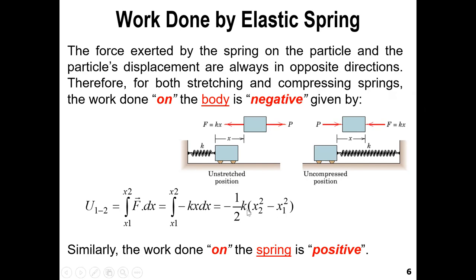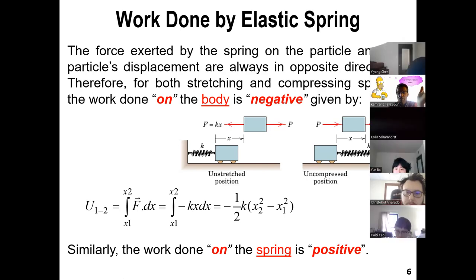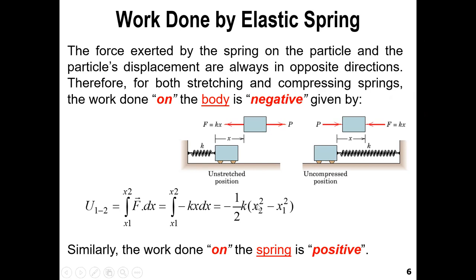Again, when you do this integral, all you have is the initial deformation of the spring and the final deformation of the spring. It doesn't matter how you get from x1 to x2, right? It's just the difference between the two displacements. And remember, I'm going to explain this. A couple of you may still make this mistake. It's quite a popular mistake when students solve problems: this x is not the length of the spring.